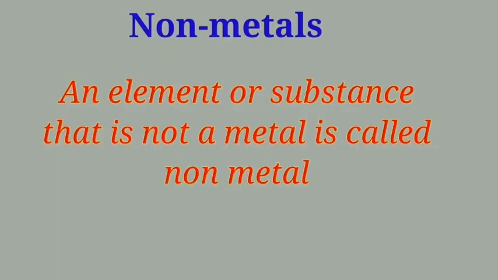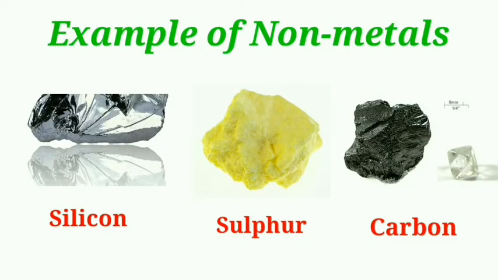Now my another question is, what is non-metal? In simple words, we can say an element or substance that is not a metal is called non-metal. And in other words, we can say a substance that is soft, not shiny, and not good conductor of electricity is also referred as non-metal. Given below are the some examples of non-metals. Silicon, which is commonly used in the making of mobile chips, sulfur and carbon. Carbon is also a good conductor of electricity in graphite form. Carbon is the only non-metal which conducts electricity.